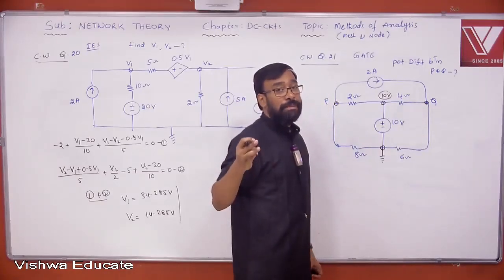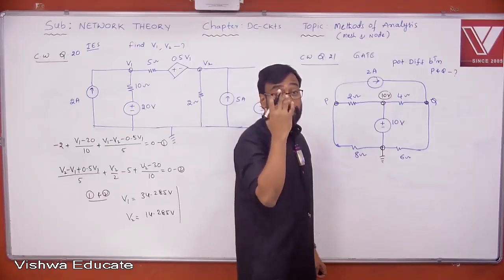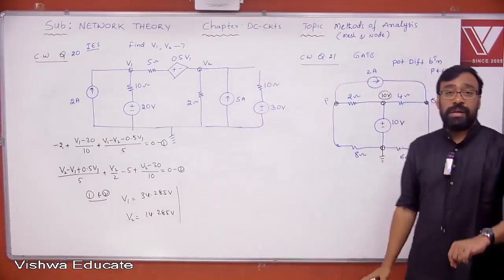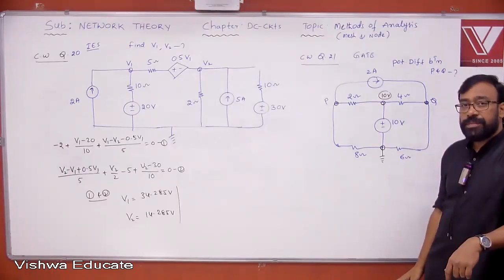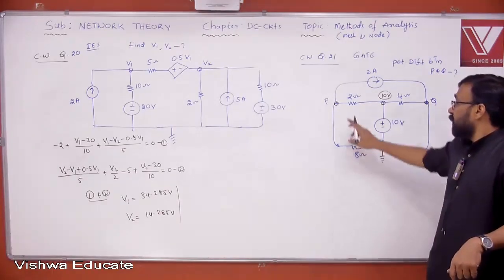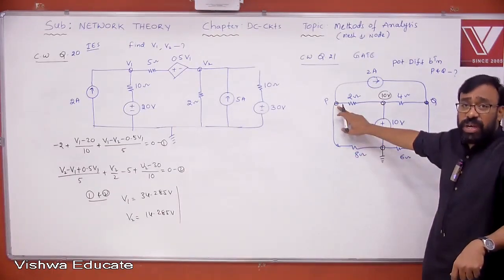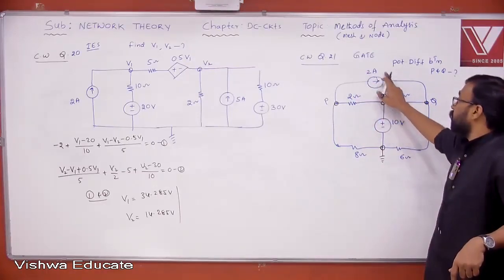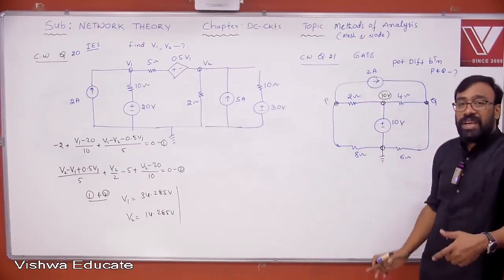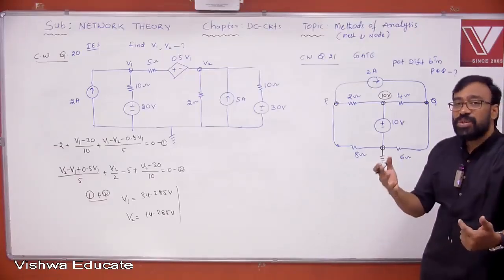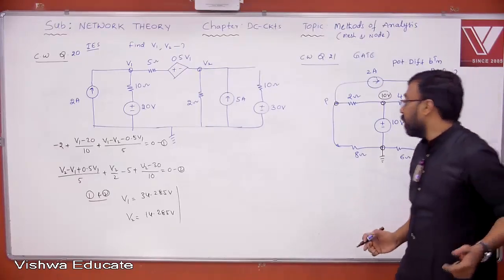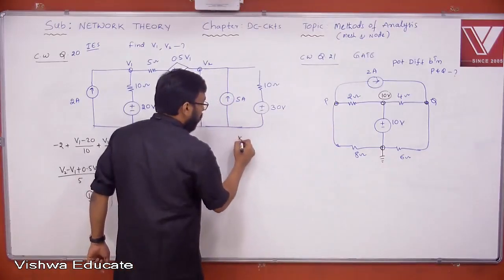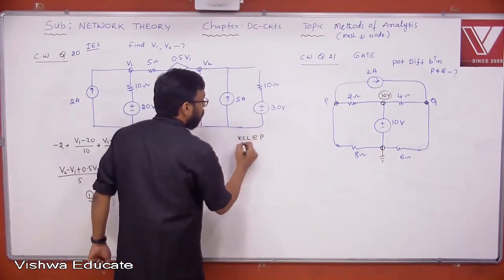But still I am preferring node analysis. What is the reason for that? There is a specific reason. Just now I explained that between two principal nodes there is an ideal voltage source, so the equations have become independent. It's easy to solve. Therefore, tell me now what is the equation you get when you apply KCL at node P?